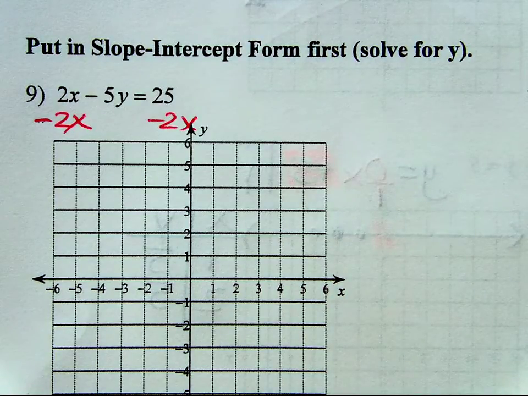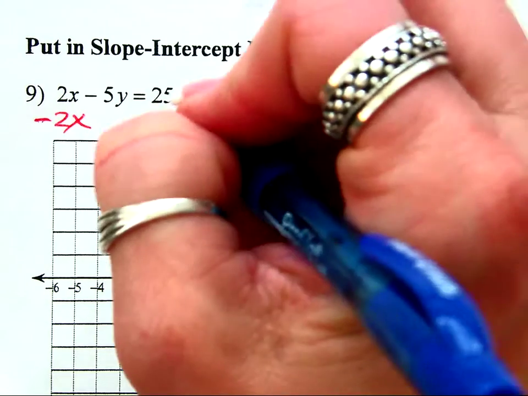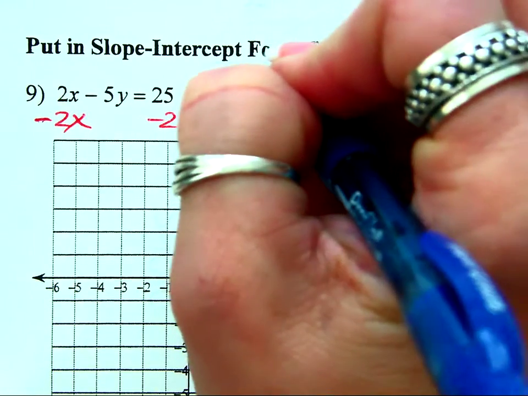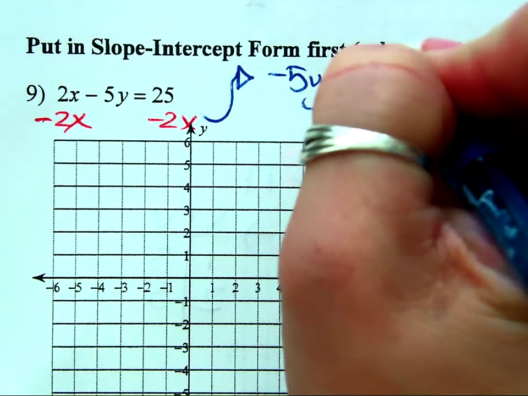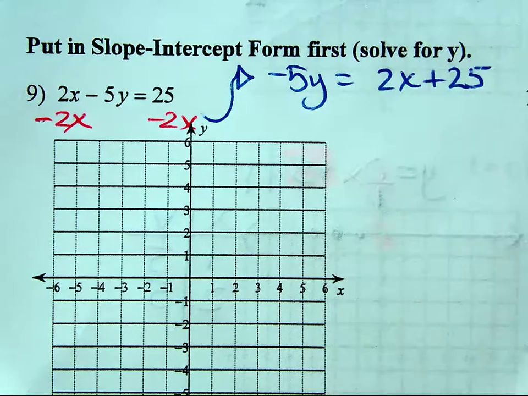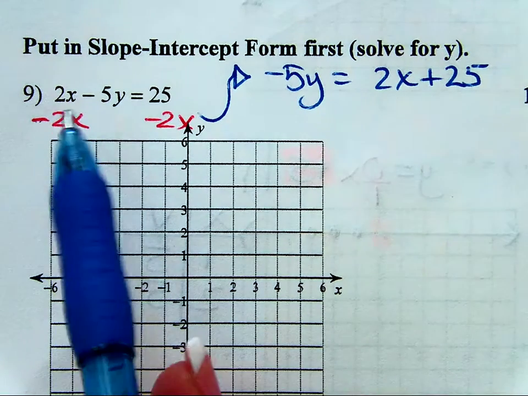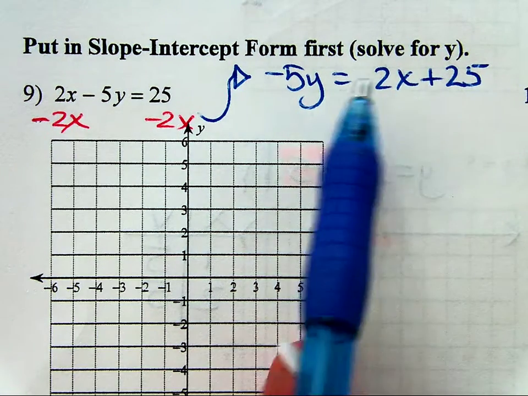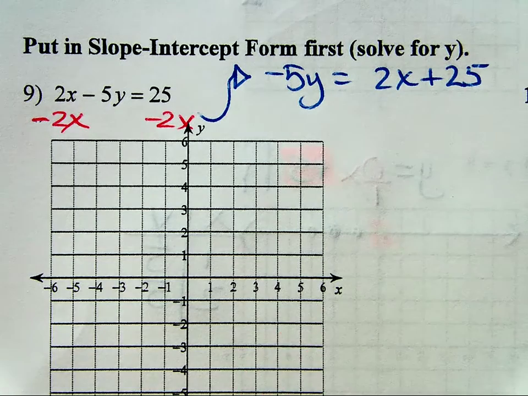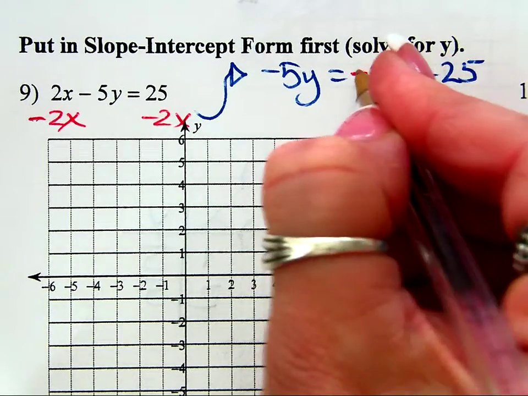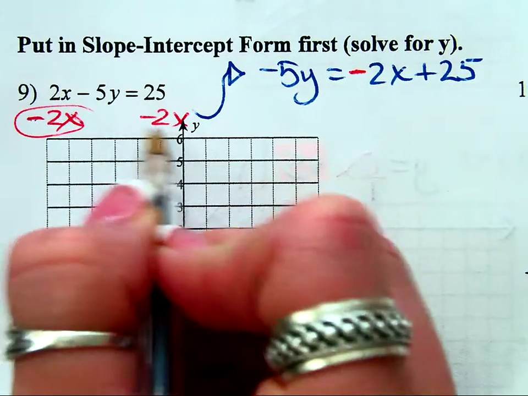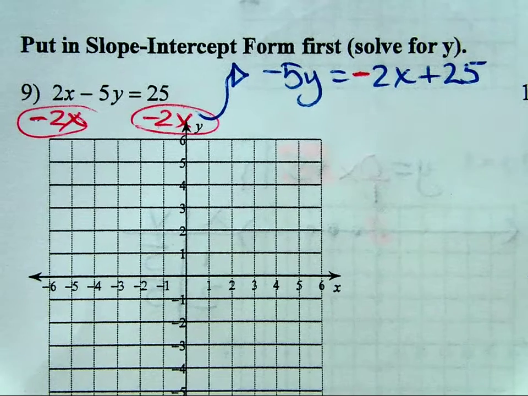This is the step that most kids are skipping, and then this is what they're doing when they write it. They're writing negative 5y equals 2x plus 25, and then they're getting their slope wrong. Because if it's a 2x over here on this side, it's not a 2x over here. It's what? A negative, because you have to subtract it. It took me about a half a second to write that. Minus 2x, minus 2x. So now I'm not even done.